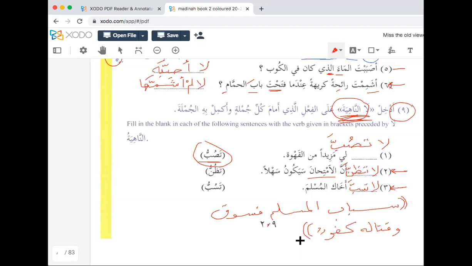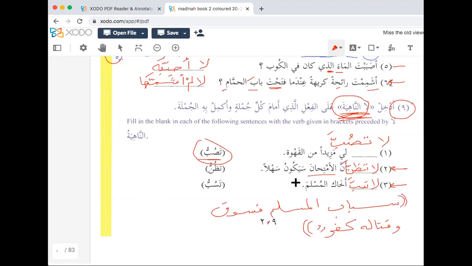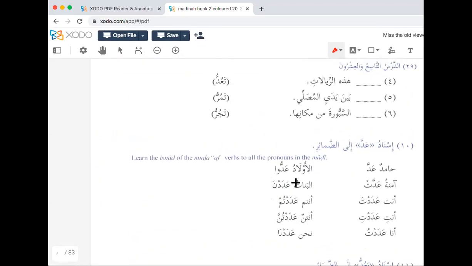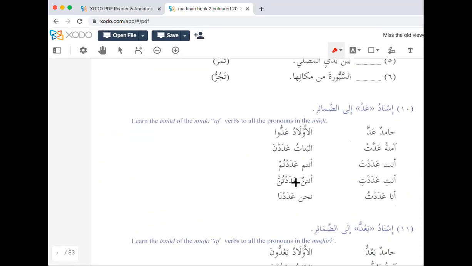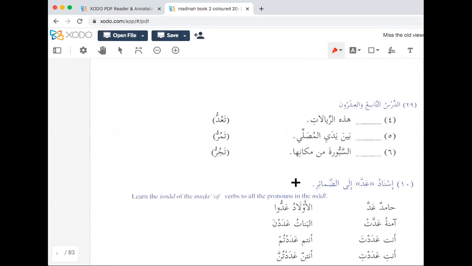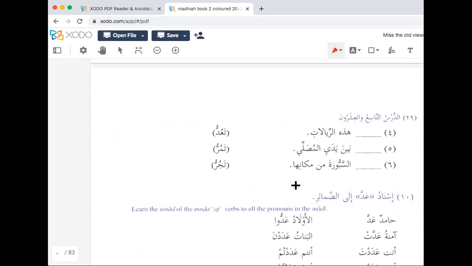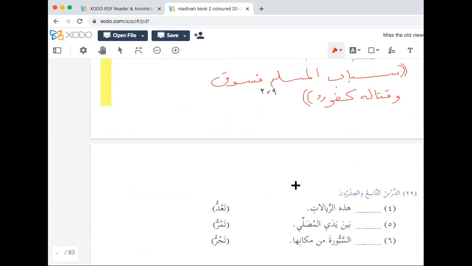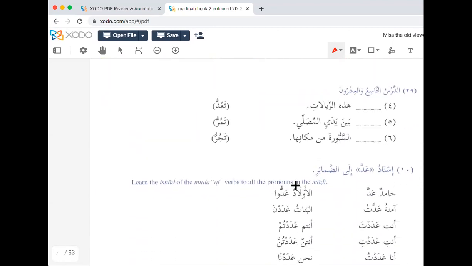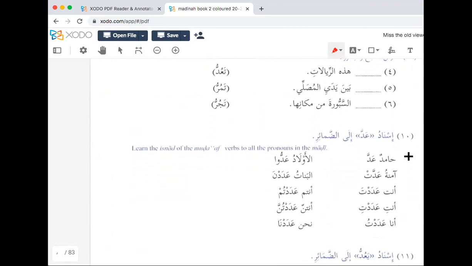I'tiqadi. We'll stop there, bi'idhnillah, since it's time. And I will encourage you all to complete and continue all of these exercises in this book in lesson 29, and then upload them inshallah to the Google Classroom, bi'idhnillah.